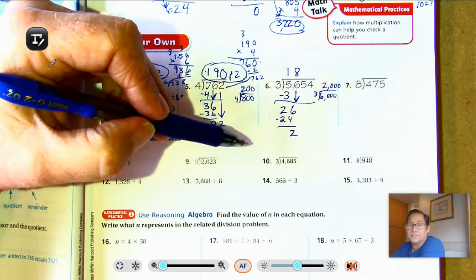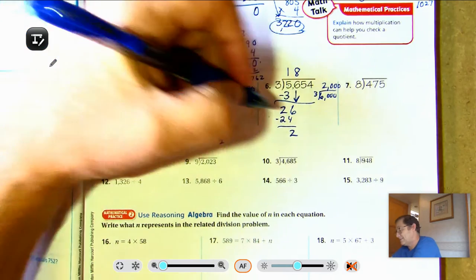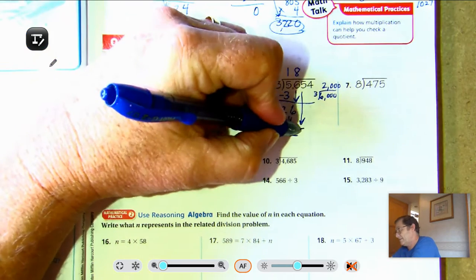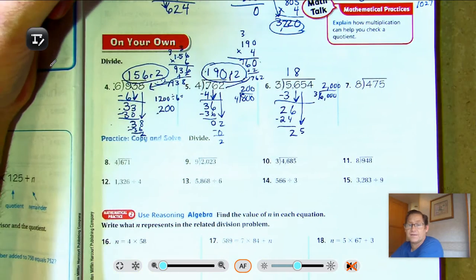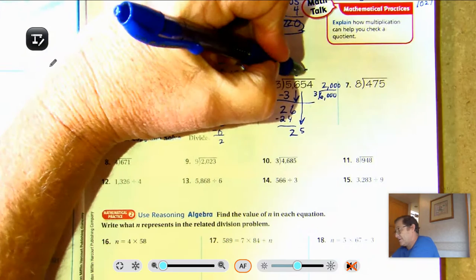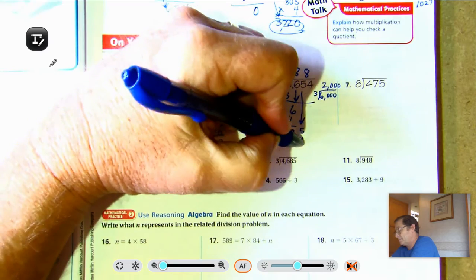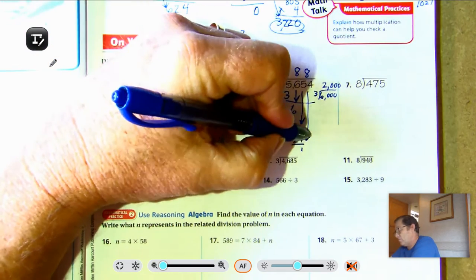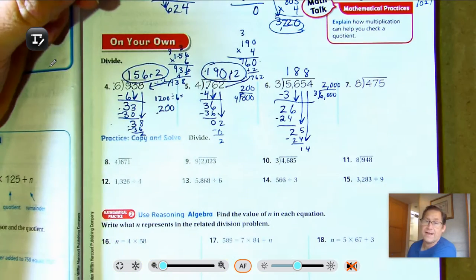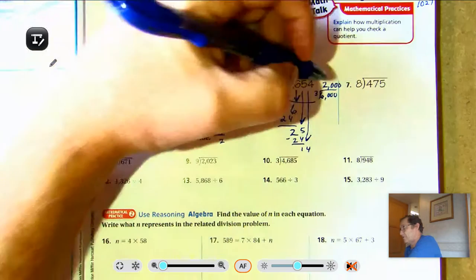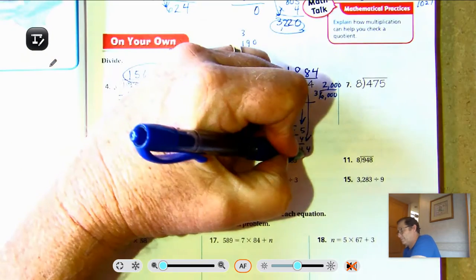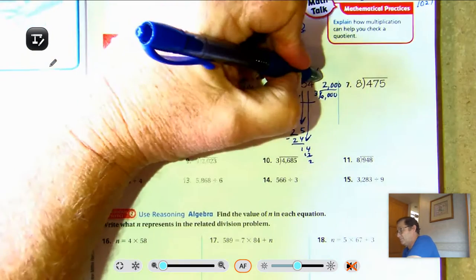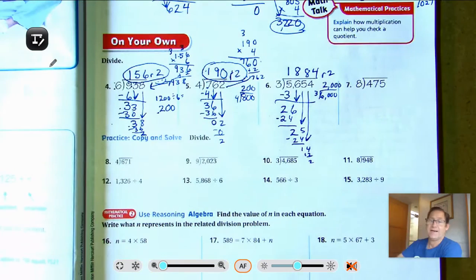So trade the 200s for 20 10s plus the 5 10s we already have. Again, 3 times 8 is 24. That would leave us 1 ten. Let's trade that for 10 1s. Bring down the 4 1s we already have. 14 divided by 3 is 4. Subtract, we get 2. So 1,884, remainder 2.